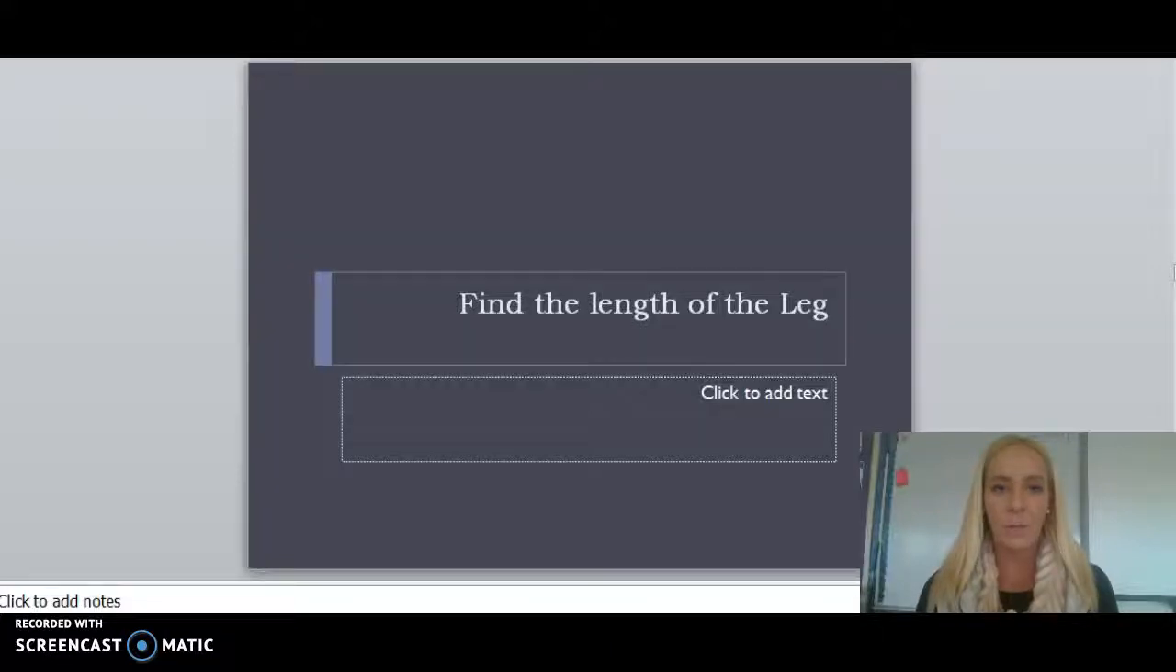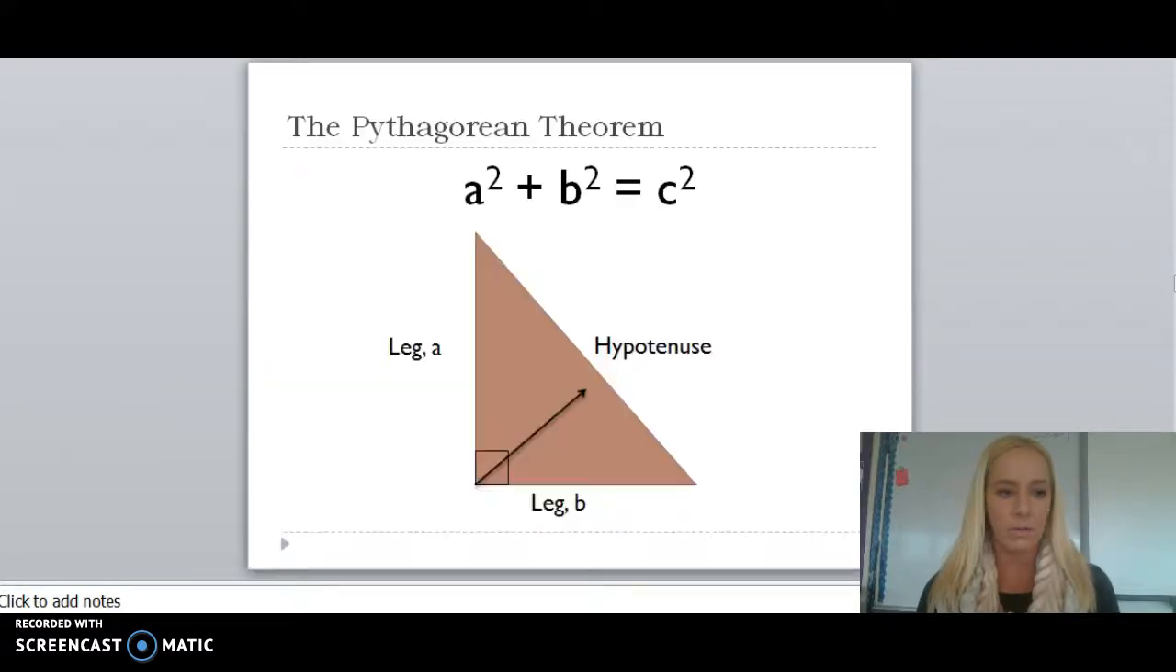Hi boys and girls, welcome to your part 2 video of calculating Pythagorean theorem. In this video we're going to talk about how you find the length of side A or side B, which is also known as the legs of the right triangle.